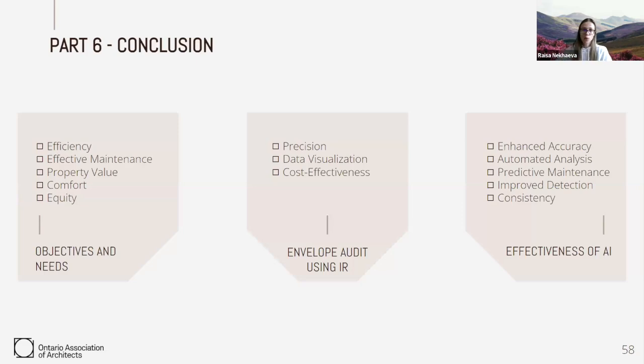Once we throw artificial intelligence and machine learning into this combo, it really can help us enhance the accuracy, giving us a higher precision analysis, as well as reducing the error rate. Automated analysis opens the possibility to process a large amount of infrared data quickly, and also provides real-time insights, as well as reduces the need for manual interpretation.